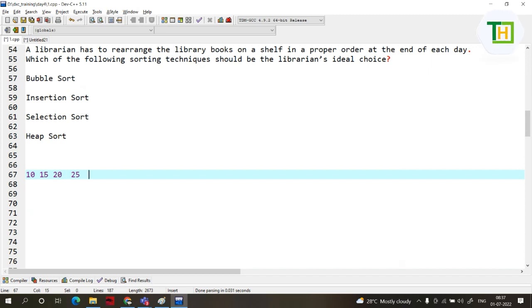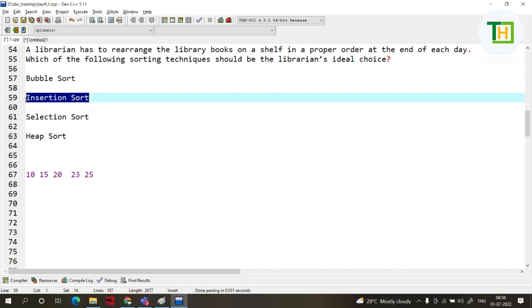For example, the next roll number is going to be 23. We have to put this 23 in between 20 and 25. Yes, the invigilator is following which sorting technique? That sorting technique is called insertion sort.